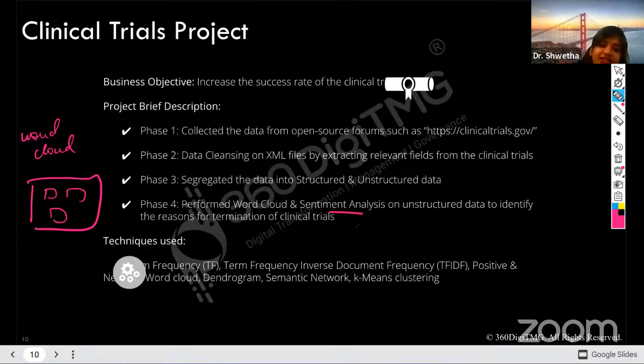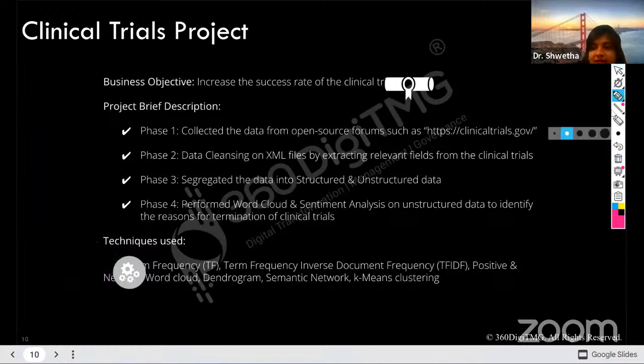Then there is sentiment analysis. Sentiment analysis also can be covered after doing the word cloud. What people are speaking about, what were the positives, what were the negatives in that. What were the reasons for the termination of clinical trials? All these can be done.